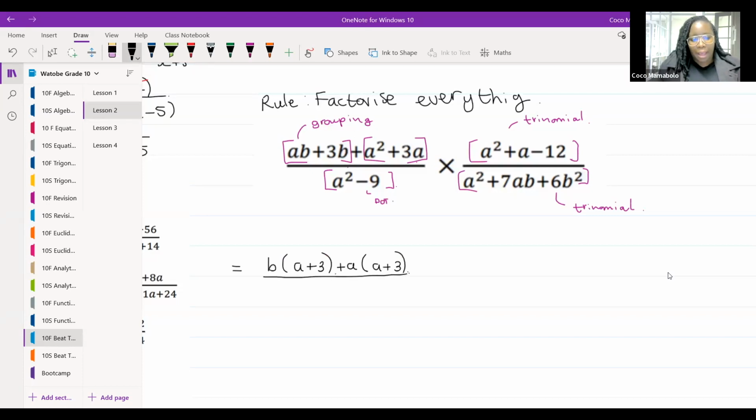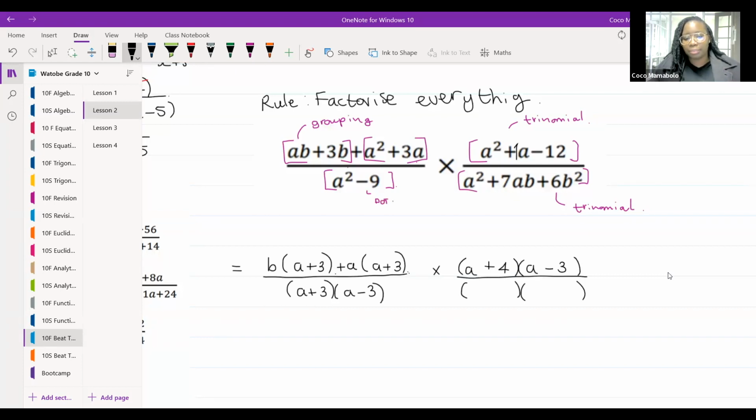Over at the bottom, I've got dots, so I'm going to open two brackets: A plus 3, A minus 3. Times, I've got a trinomial, so I'm going to open two brackets. Over, I've got another trinomial at the bottom, so I'm not going to waste time. I'm going to put the things there already. At the top, I'm going to get an A here and an A there. And because I want positive 1A over here, I'm going to put a positive 4 and a negative 3.